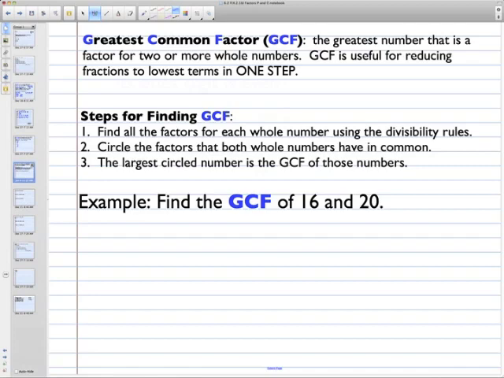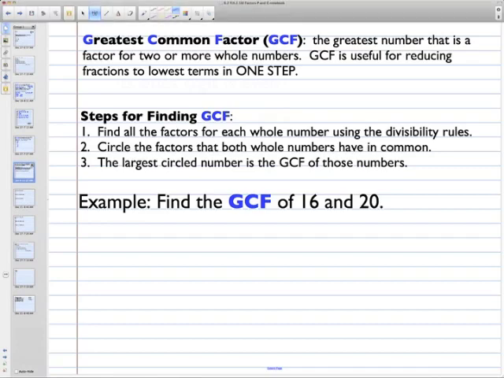The steps for finding the GCF are: 1, find all the factors for each whole number, again using our divisibility rules. 2, circle the factors that both whole numbers have in common. And the third step is the largest circled number is the GCF of those numbers. For example, and you can put this in your math notebook, find the GCF of 16 and 20.